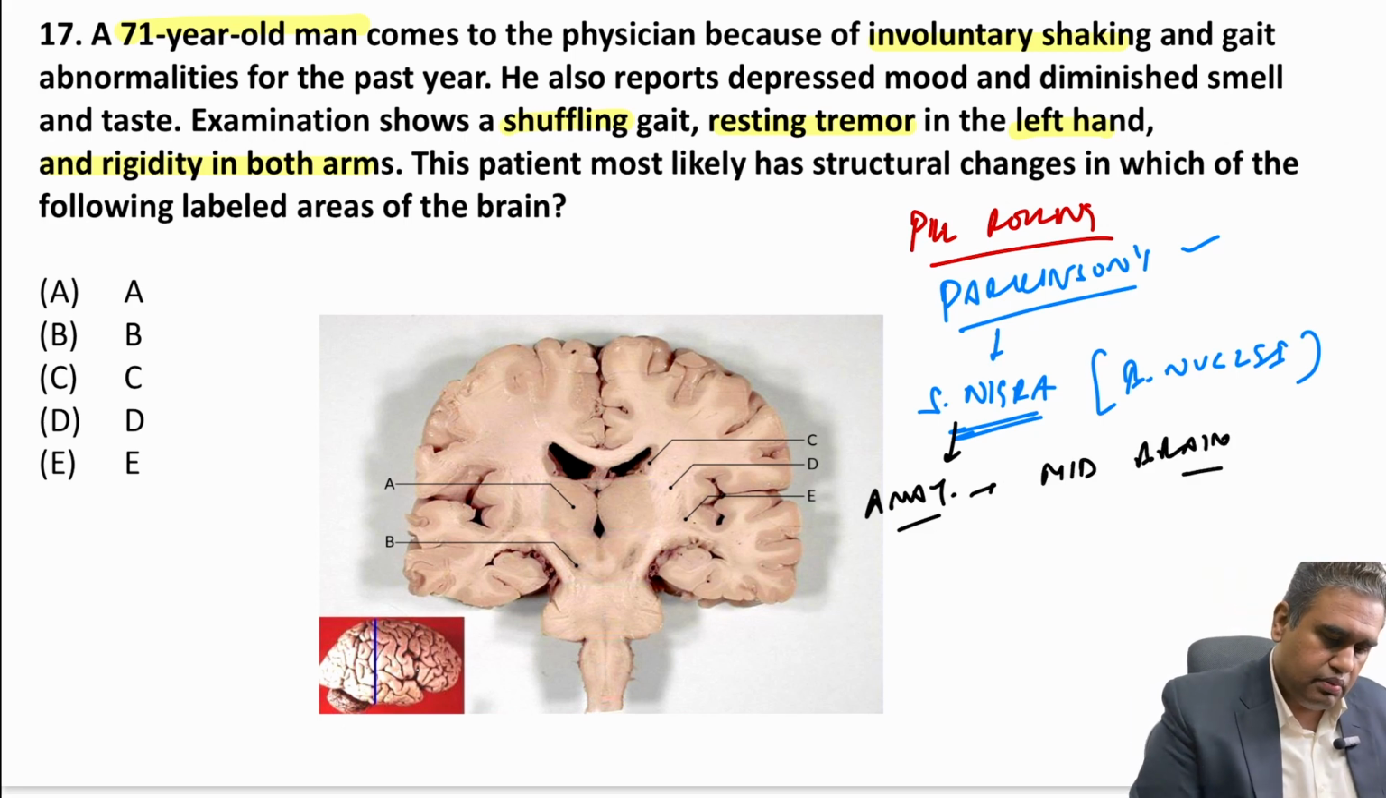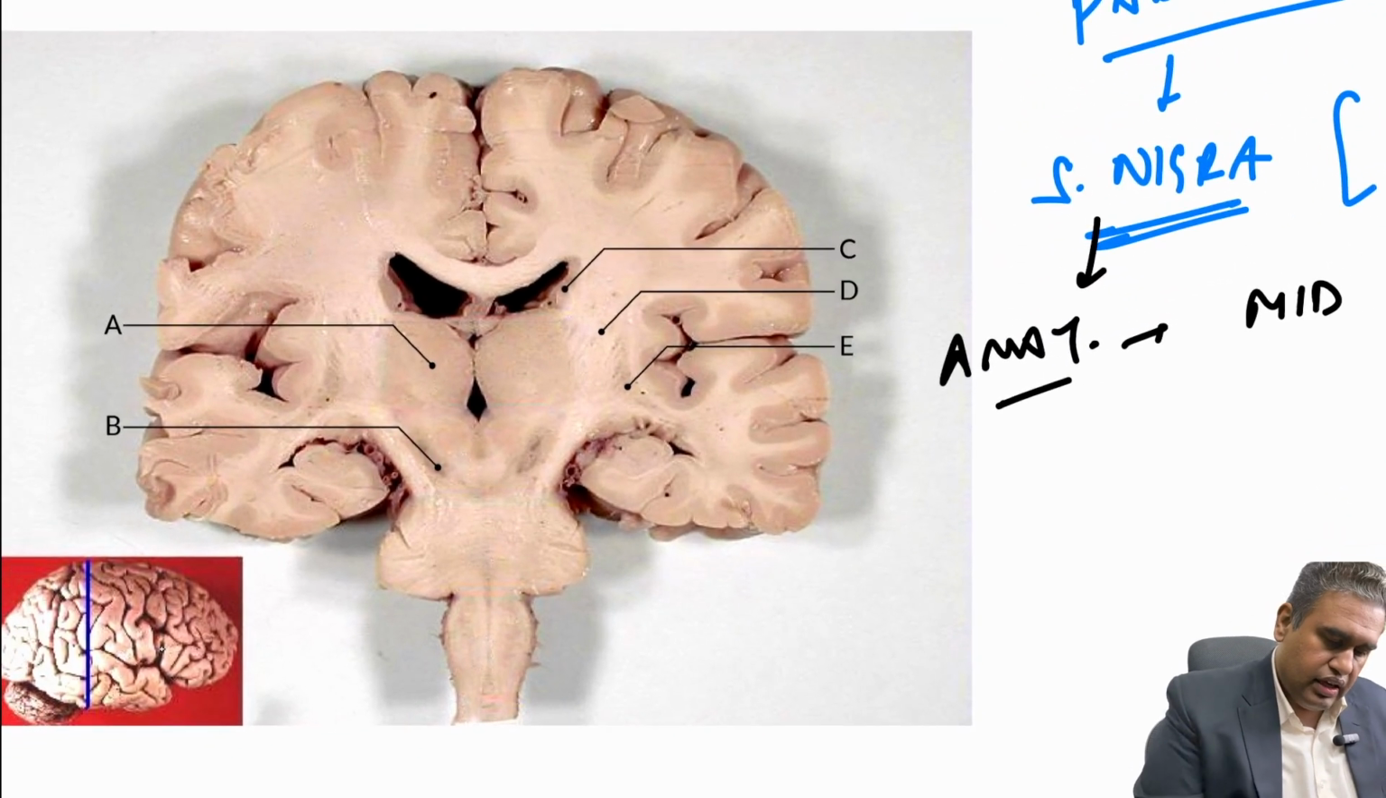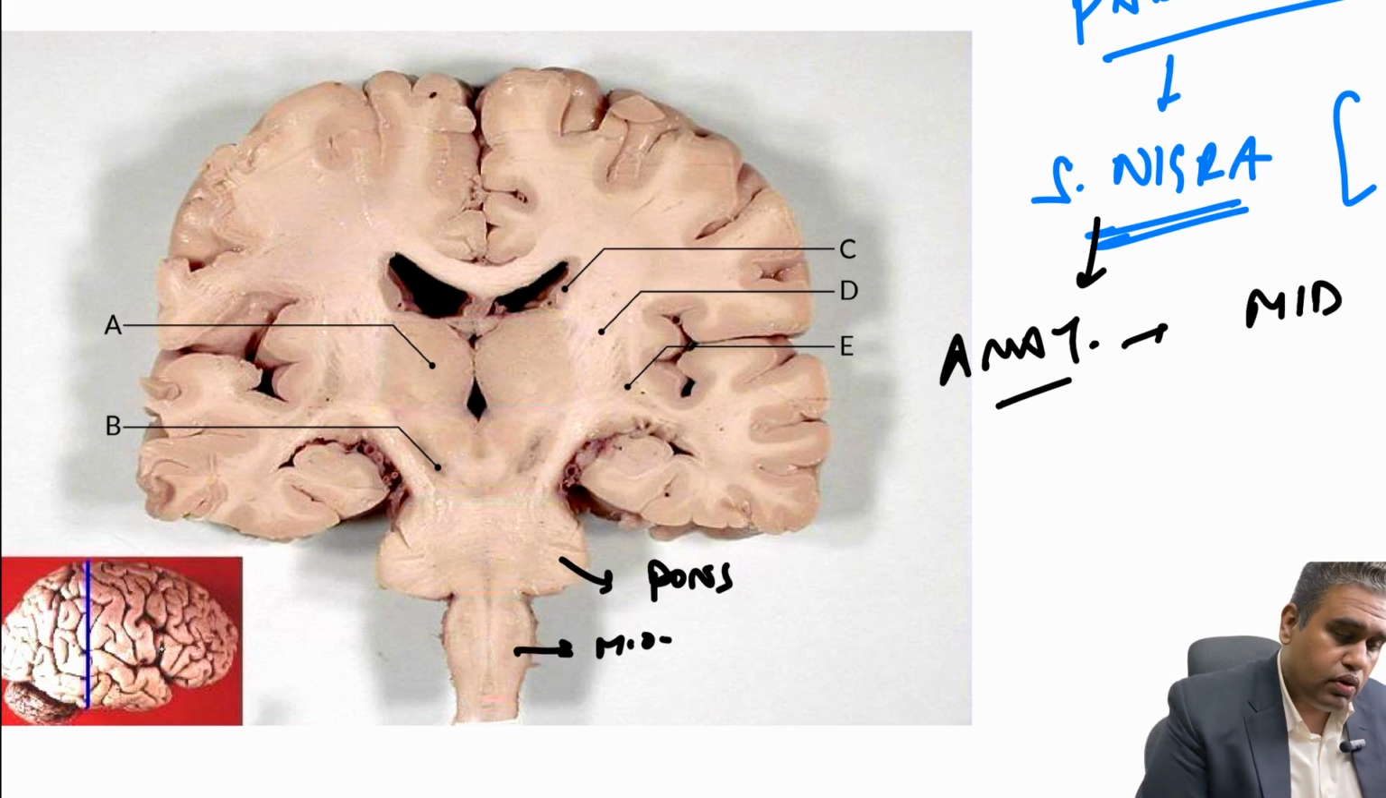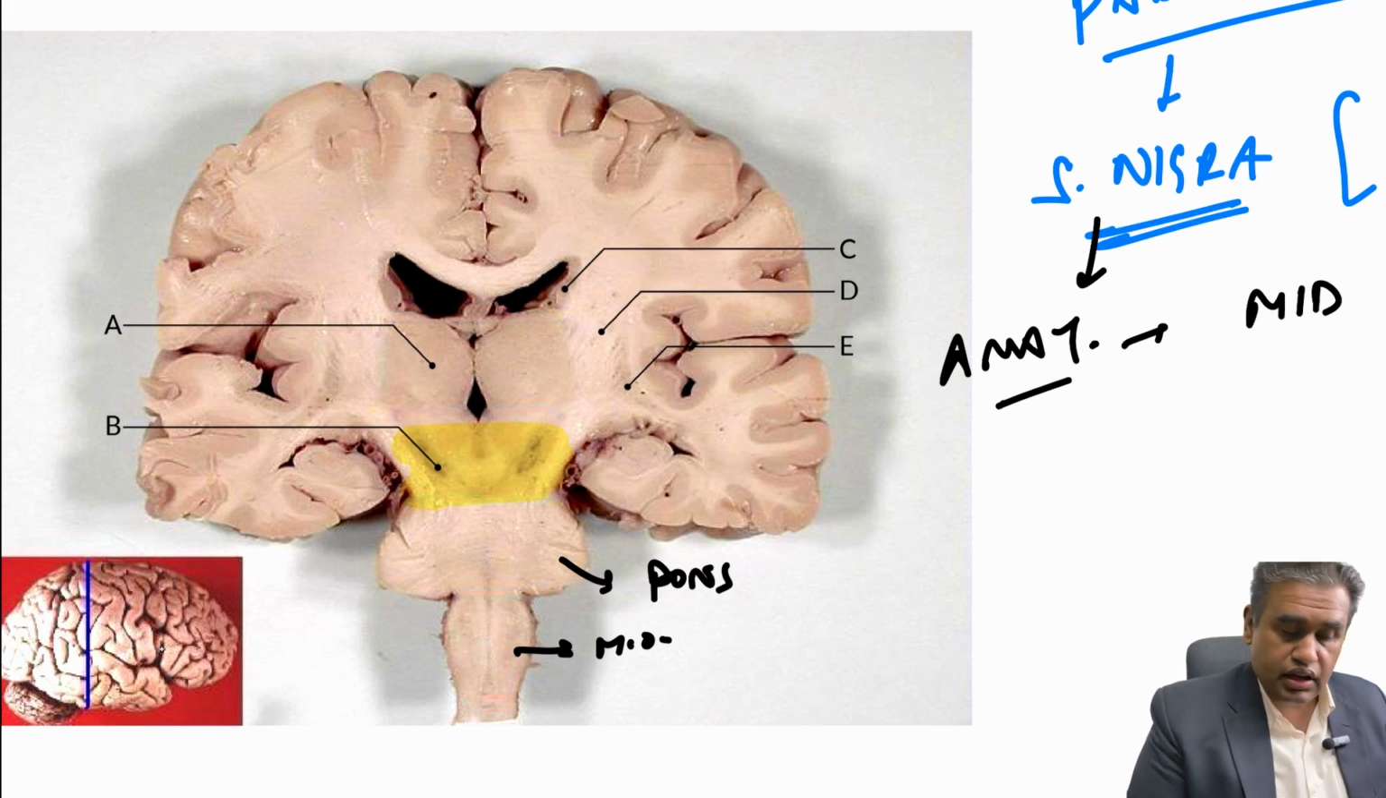If you look at this image, and let me just zoom it a bit, we can easily recognize this is the pons region. Below this we have the medulla oblongata. Now above the pons we have the midbrain. So this area is our midbrain, and you can see a slightly darker area. That area, option B, is the substantia nigra. Answer is option B.